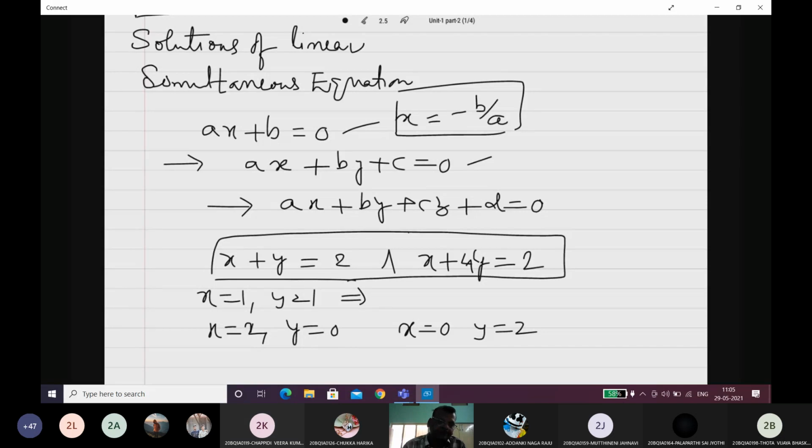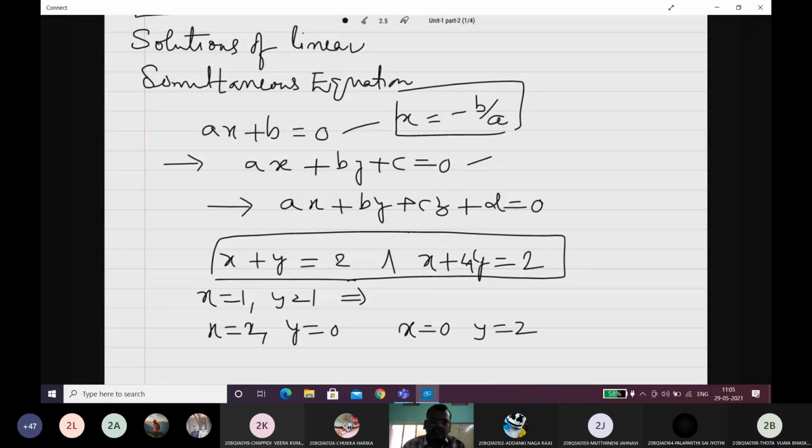Now we need to find the solutions of such linear equations not in the traditional method. Sometimes the number of variables and the number of equations increase. It is not so easy to find the solution directly.